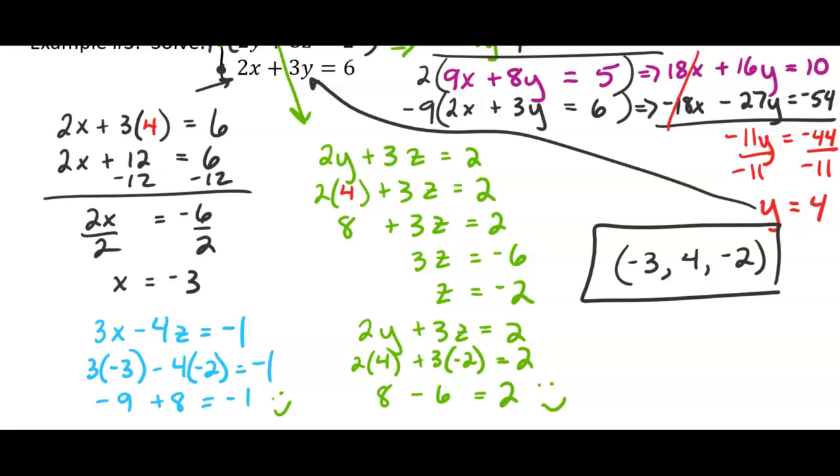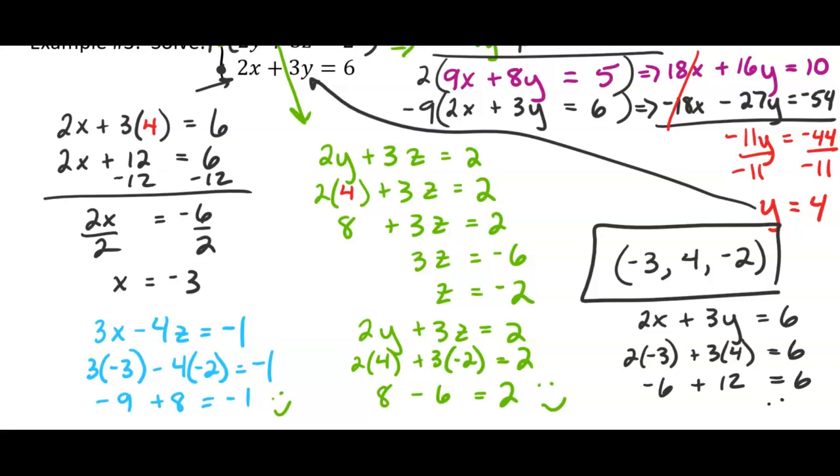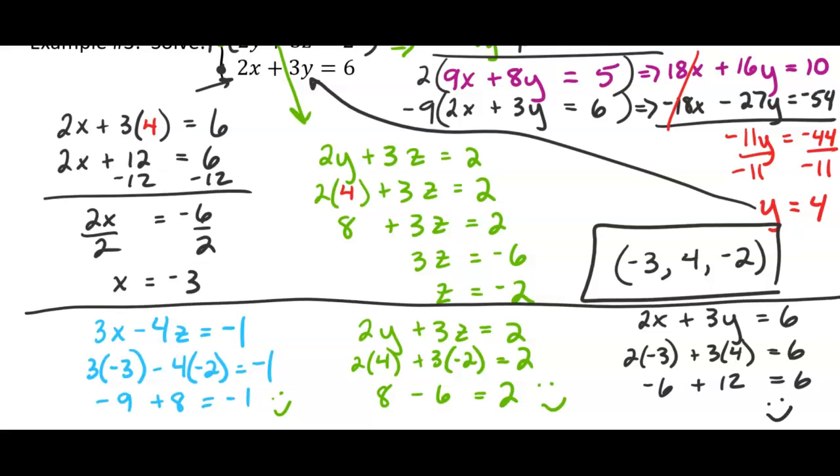Then the third equation was 2x plus 3y is going to equal 6. So you've got 2 times -3 plus 3 times 4, which is supposed to equal 6. -6 plus 12, yeah, that equals 6. So yep, they all check out. That's just the check. So we're just checking our answer. But it's kind of nice to check these, especially if we get some kind of crazy answer. All right, that's that one.